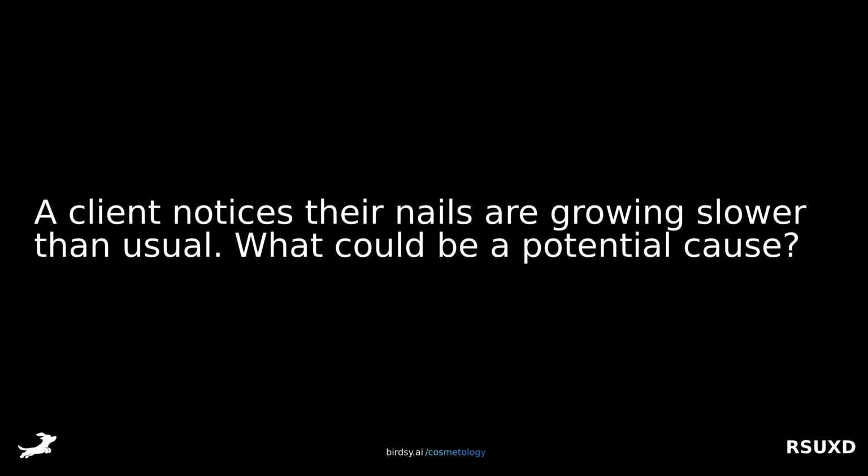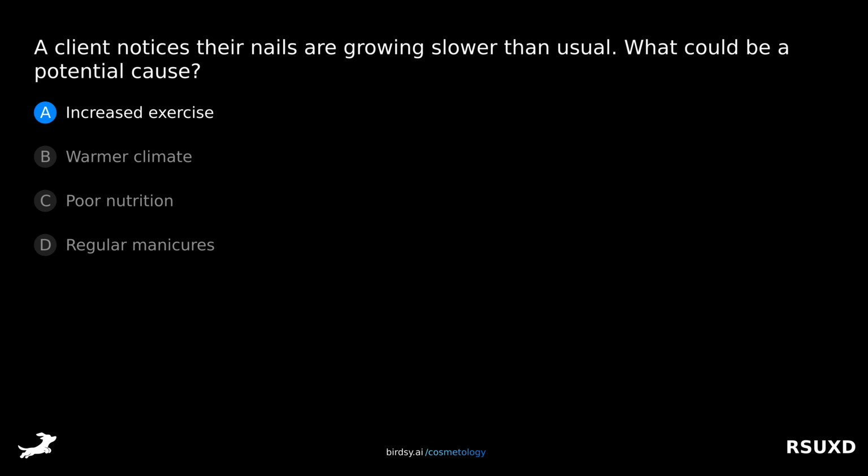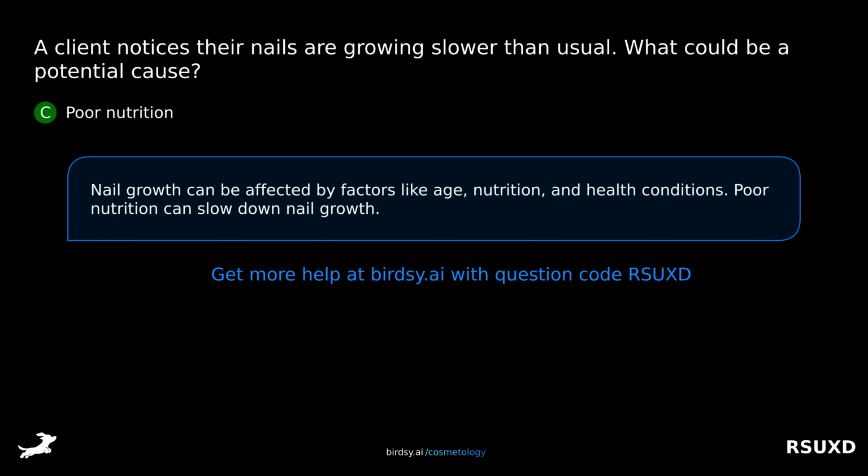A client notices their nails are growing slower than usual. What could be a potential cause? Is it A, increased exercise, B, warmer climate, C, poor nutrition, or D, regular manicures? The answer is C, poor nutrition. Nail growth can be affected by factors like age, nutrition, and health conditions. Poor nutrition can slow down nail growth.